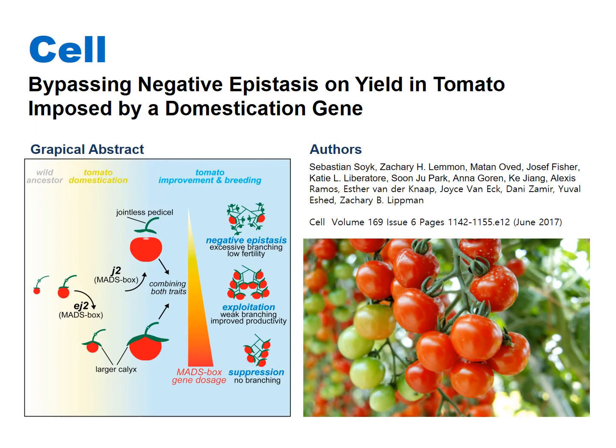Research in genome editing in plants: bypassing negative epistasis in yield in tomato imposed by a domestication gene. Graphical abstract: tomato lines selected allow improved inflorescence architecture and yield.